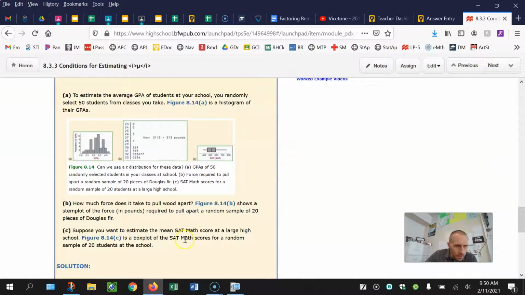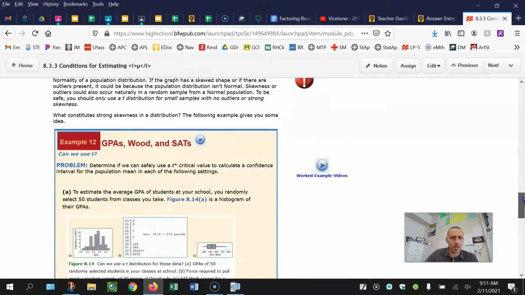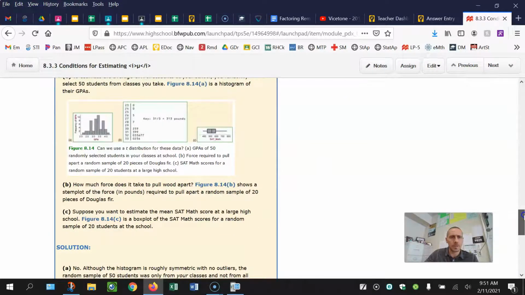All right, so we were talking about this idea here of the random sample. We have a random sample. Our sample size 50 is large enough. 50 is less than 10% of students from classes you take. That may be subjective depending on if you're at a university or not. We'll assume that's met, so that's good.